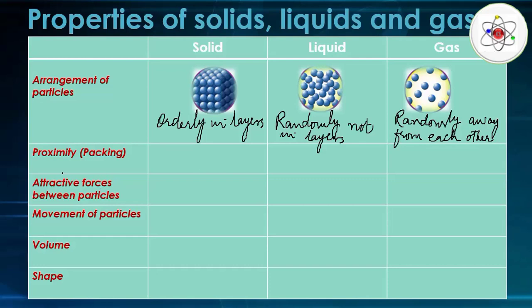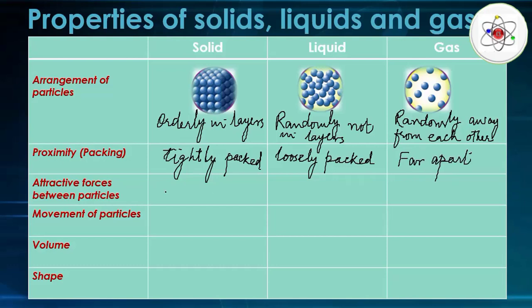Proximity means packing, how close these are. So we can say that in solids, particles are tightly packed. Whereas in liquids, we can write they are packed but not tightly. So they are loosely packed, right? Whereas in gases, particles are far apart.